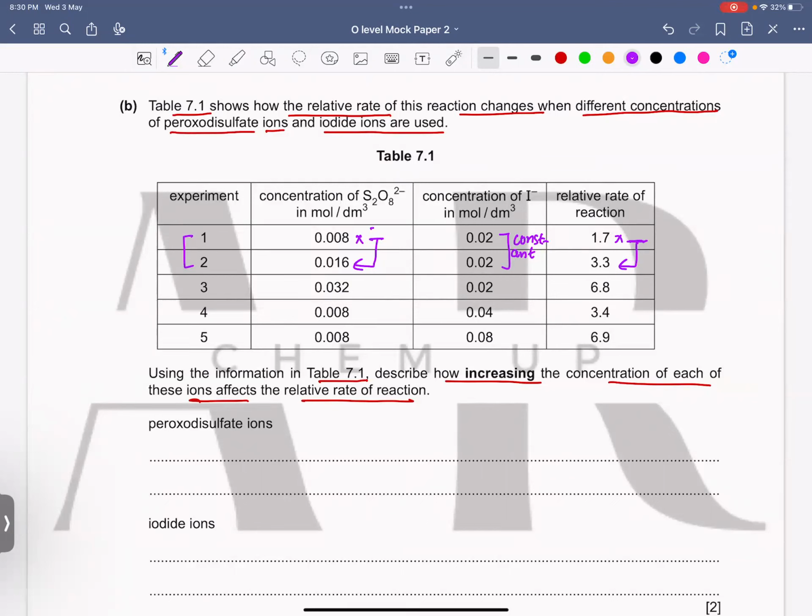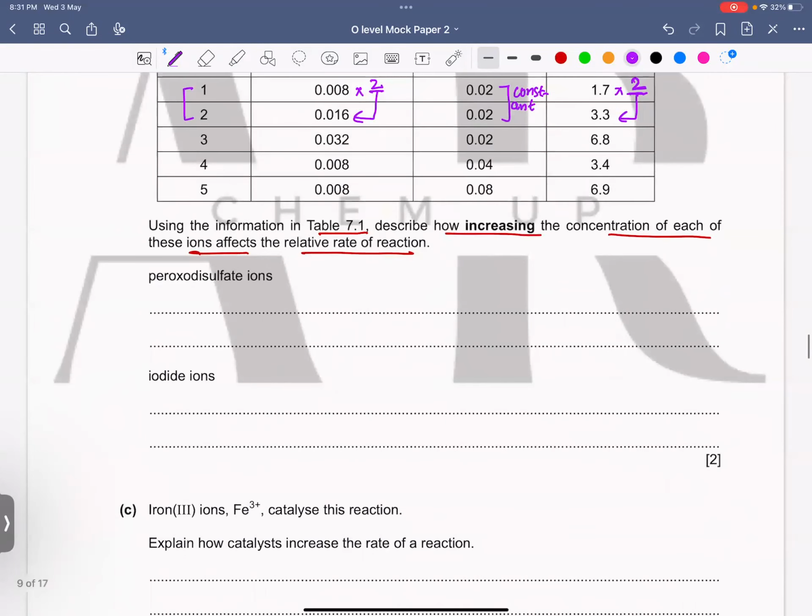So it means that the concentration is getting doubled, right? So if you see, the rate is also getting doubled, not exactly double, because if I times 2, it becomes 3.4. So it is around 1.99, right? So the concentration of the peroxodisulfate ion is getting doubled, and the rate of reaction is also getting doubled, right? Is this clear?